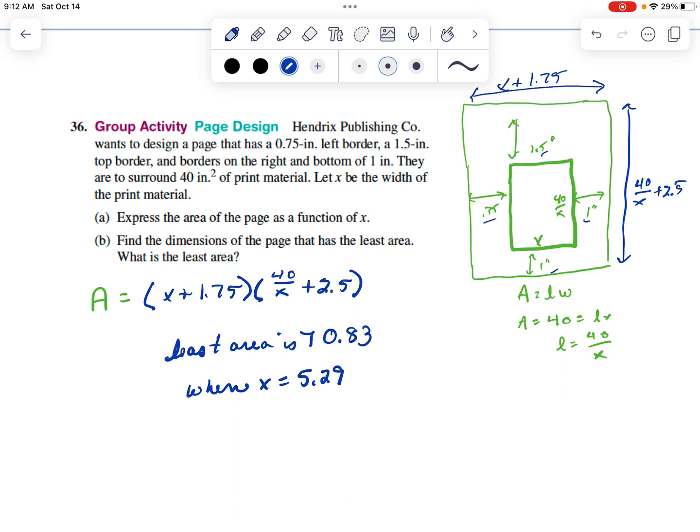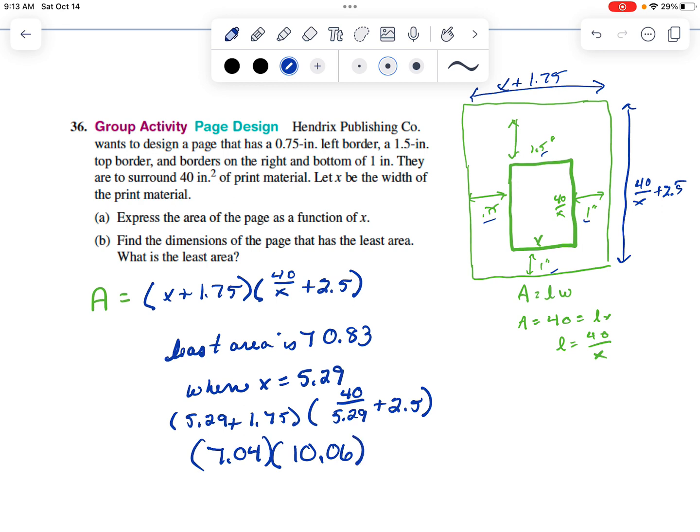They asked for the dimensions. So I actually have to plug in 5.29 plus 1.75 and 40 over 5.29 plus 2.5. 5.29 plus 1.75 gives me 7.04, and 40 divided by 5.29 plus 2.5 is about 10.06. So the dimensions are about 7 inches by 10 inches.